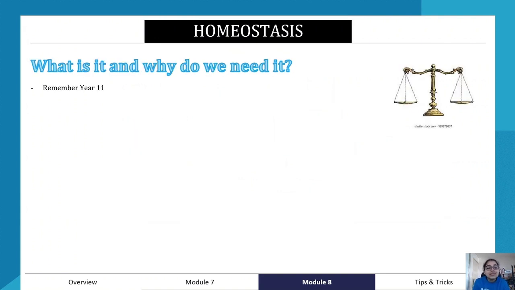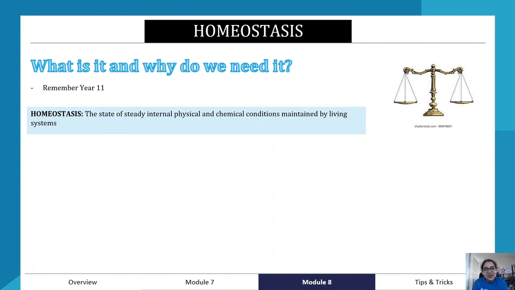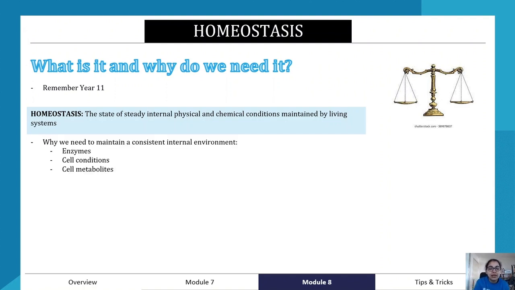So, homeostasis. Think back to year 11. Always love doing that, don't we? Thinking back to year 11. Homeostasis refers to the steady state of internal physical and chemical conditions which are maintained by living systems.